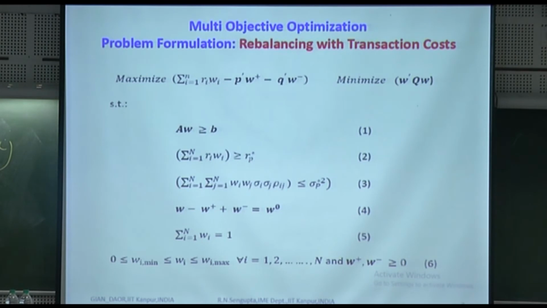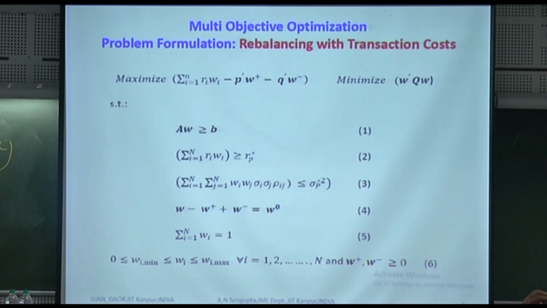The first constraint is that you want the return of the portfolio, A into W, to be greater than some fixed value B. The second is that the return of the total portfolio, the weights multiplied by the return terms, is greater than RP star, which you have set for yourself. This RP star is a value which you give. The third constraint is that the variance of that portfolio is less than sigma square star, which again you have set for yourself. The fourth is basically the inflow outflow diagram.